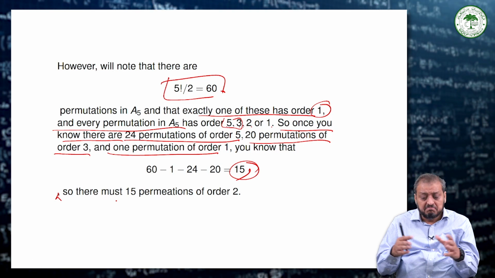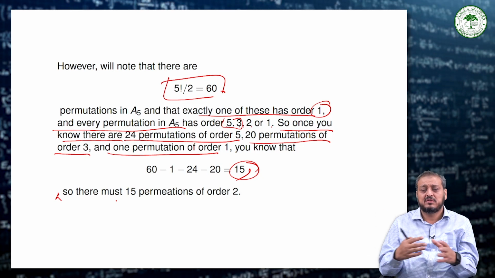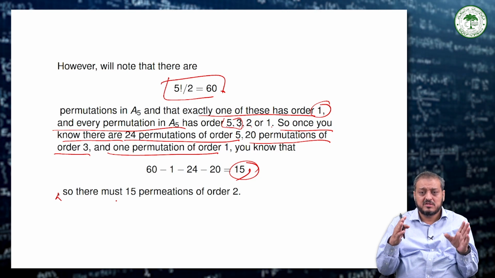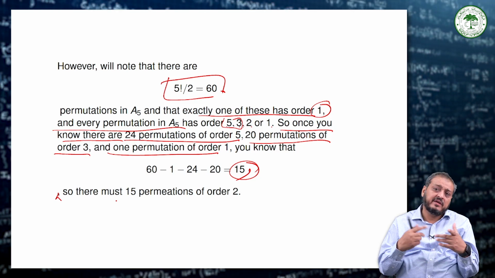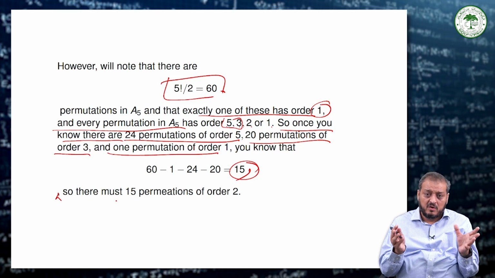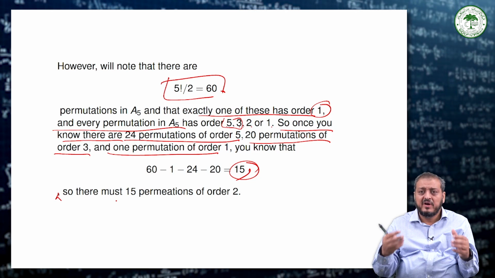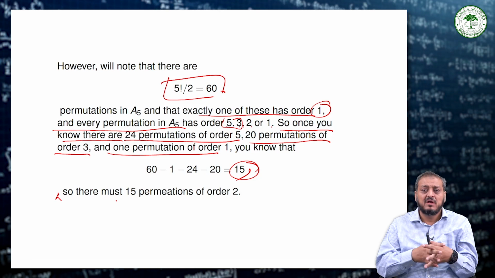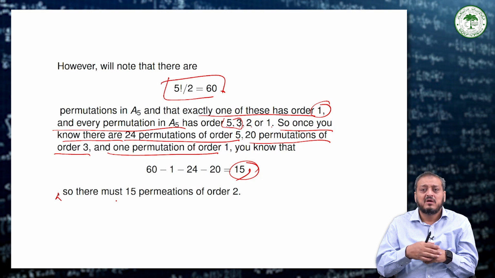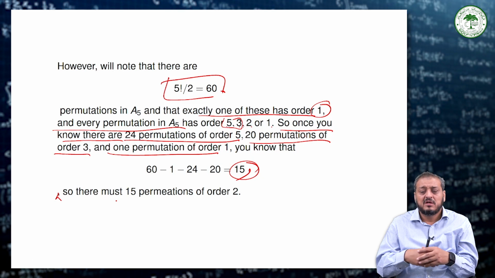So I have completed this portion on permutations in this class, and I will stop here. In the next class I will start with cosets. We will define cosets, look at some examples and discuss the properties of a coset, and then we move to Lagrange's theorem, an important theorem of this course.